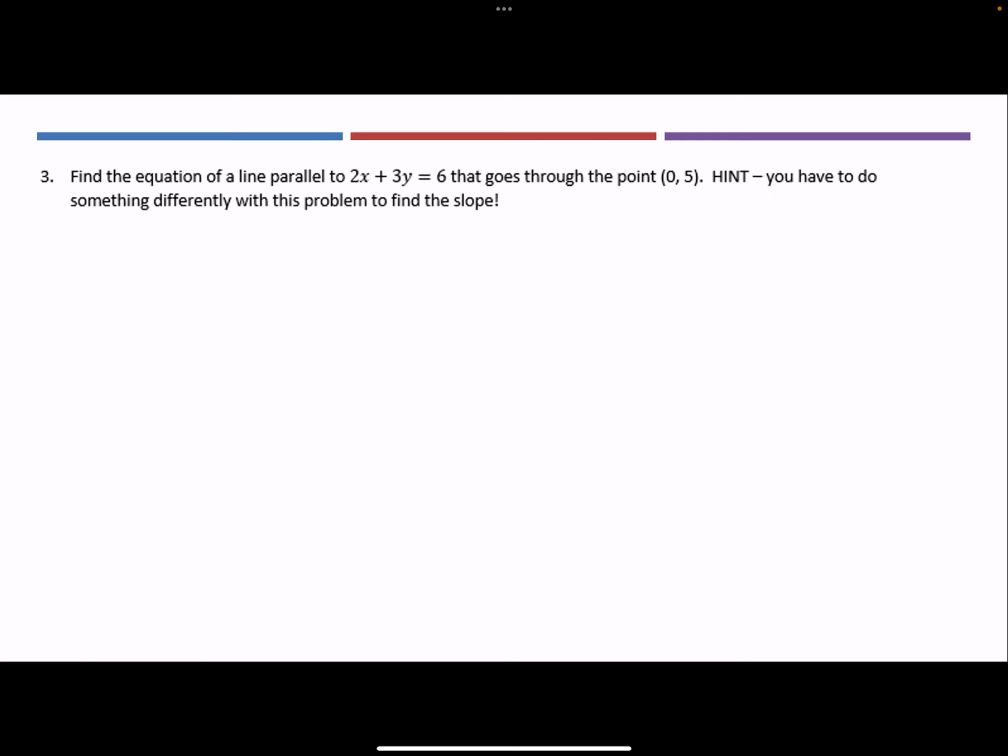Okay, last but not least. So find the equation of a line parallel to that goes through that point. Here's a big hint. You have to do something differently with this problem to find the slope. So what do we know about parallel lines? They have the same slopes. But can I get the slope from that equation? Not as is. So I'm going to have to take this equation.